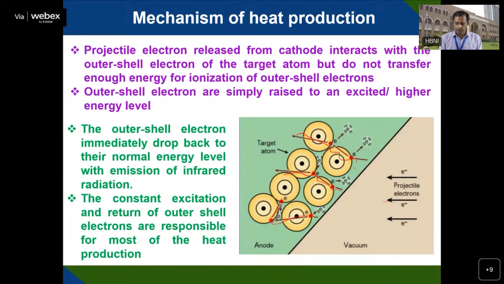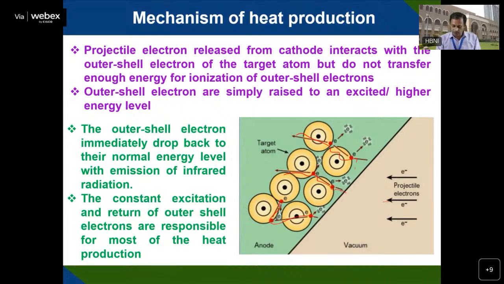So a multi-interaction process occurs in this case. The electron released from the cathode interacts with the outer shell electrons of the target atom, but doesn't transfer enough energy for ionization of the outer shells. So the outer shell electron is simply raised to an excited state. After some unstable state, it immediately drops back to the normal energy level, with emission of some infrared radiation. So this constant excitation and return of the outer shell electron is responsible for the heat.